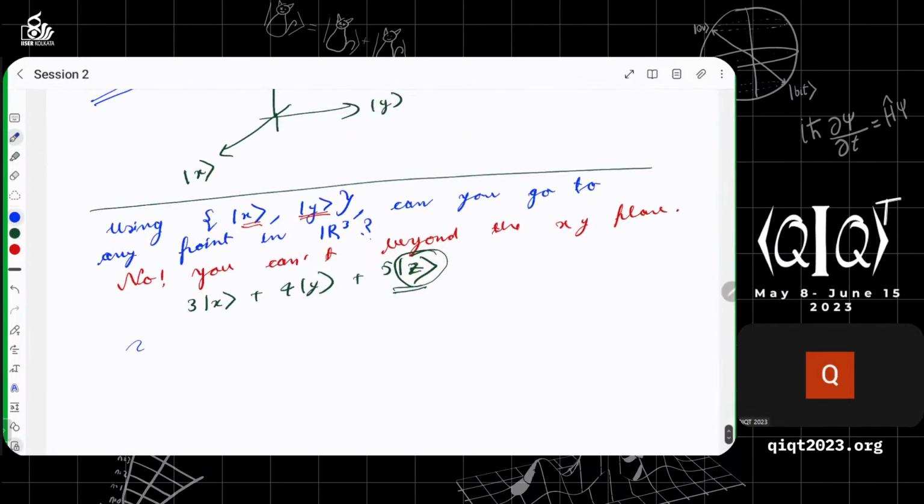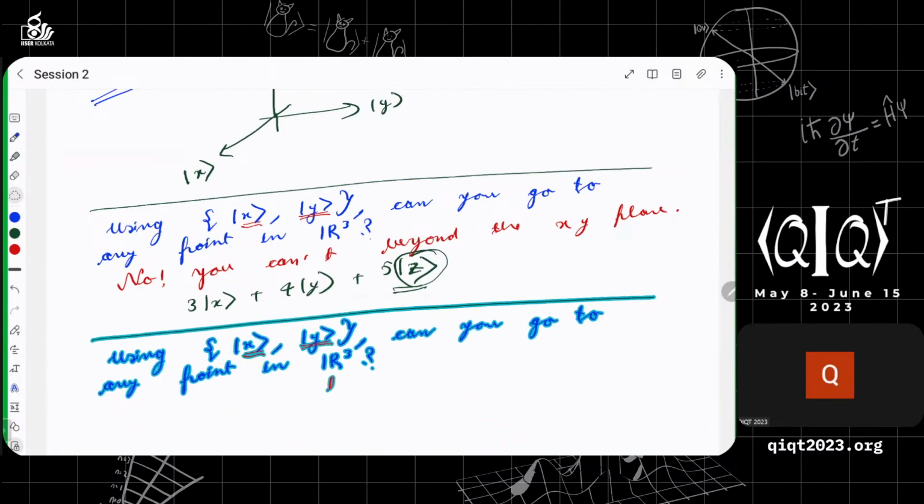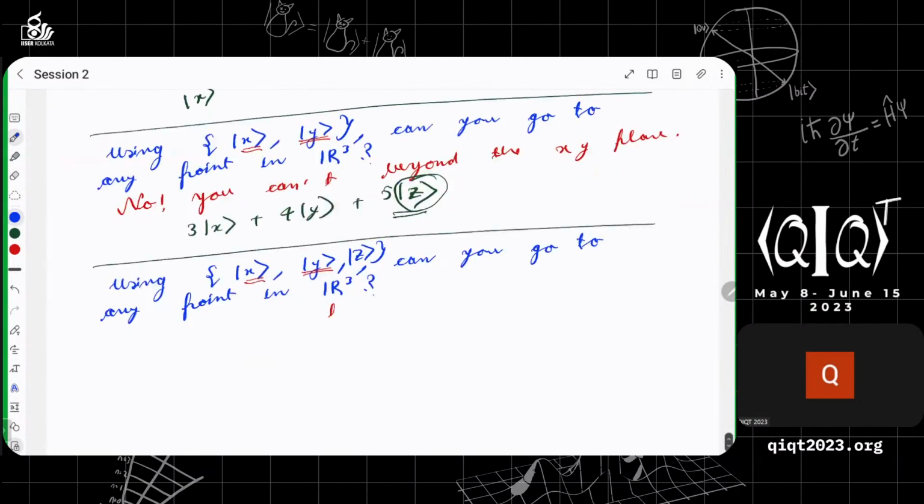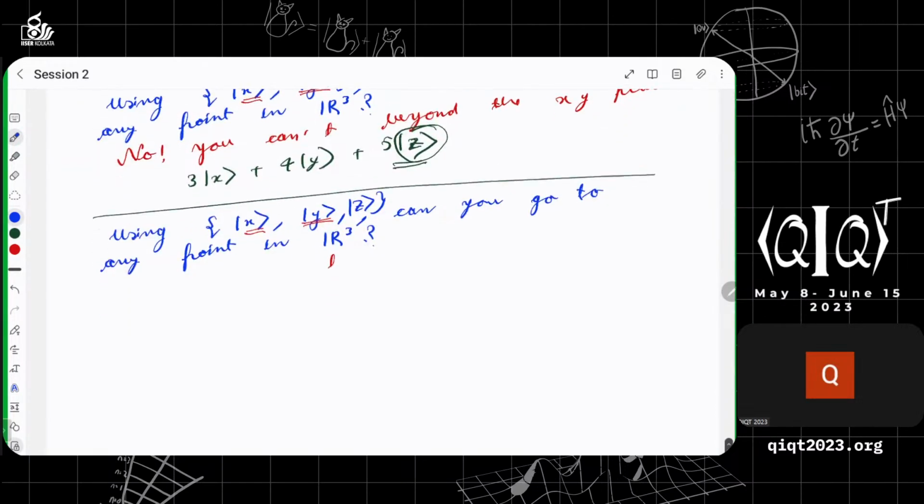But if I repeat the same question, if I extend this set to include Z ket also, now can you go to any point in R3?